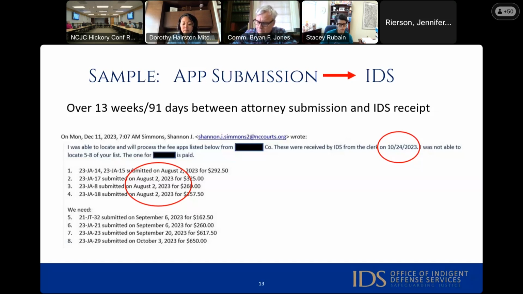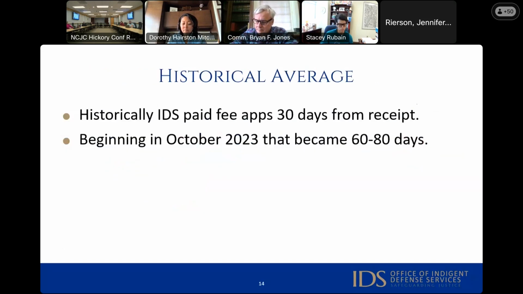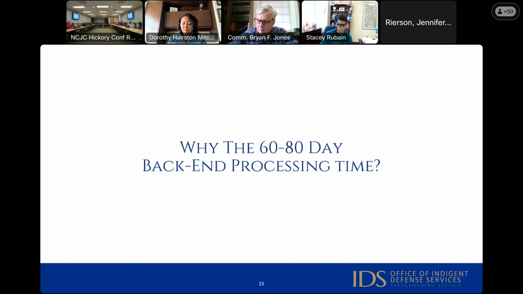This is just the front end of the broken system. On the back end, we are facing payment delays of 60 to 80 days after receipt in order to issue payment. Historically, IDS has been able to pay fee apps 30 days from receipt. Beginning in October 2023, that 30 days became 60, became 80, and sometimes more. Why is it taking that long?